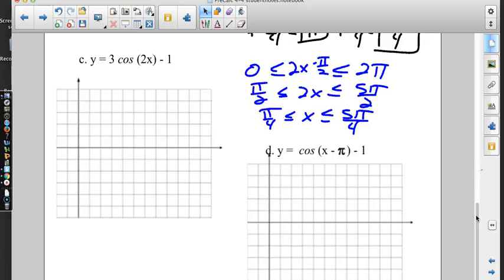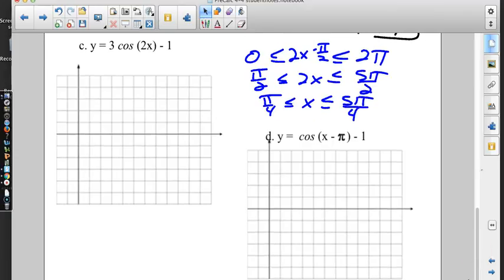So let's pick. I think you could do C on your own. Take a look at C. What's the amplitude? Period. Pi, so what would you use for increments? Pi over 4, okay, and down 1. I think you could do that one yourself. Let's do D. This one's a little weird. Looks a little weird.